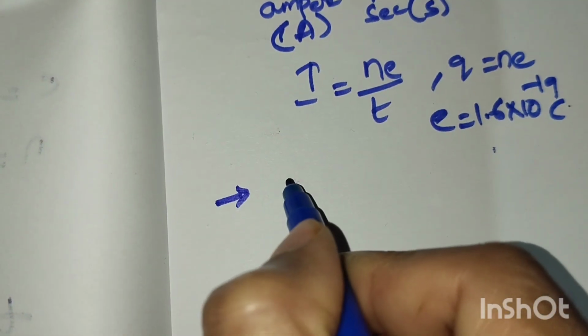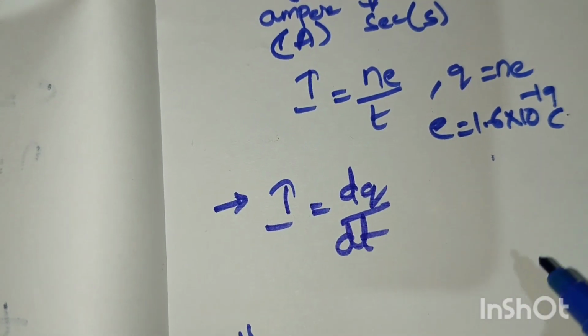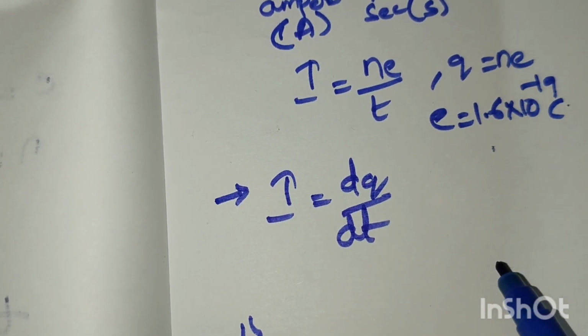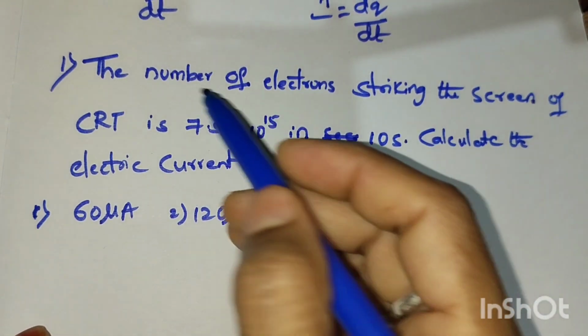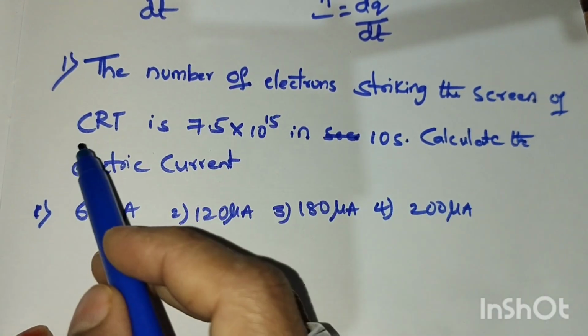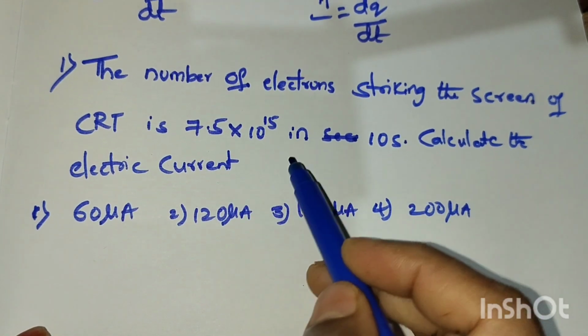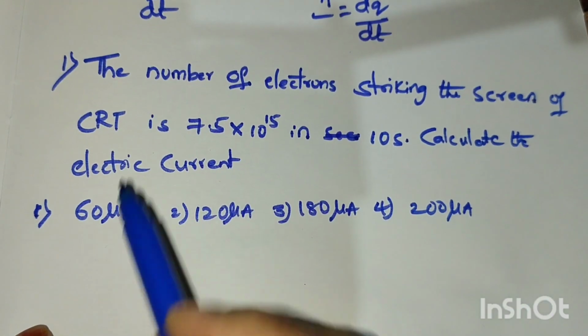The instantaneous current formula is I is equal to dQ by dt. With the help of these three formulas, we are going to discuss some problems. The first problem is: the number of electrons striking the screen of a CRT is 7.5 into 10 power 15 in 10 seconds. Calculate the electric current.